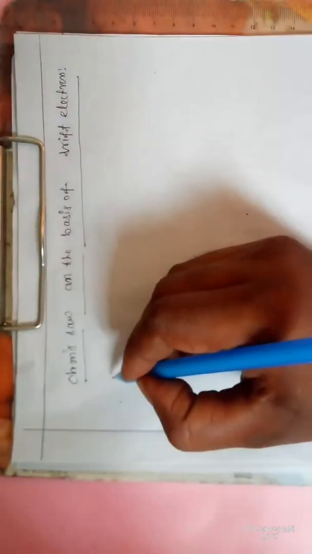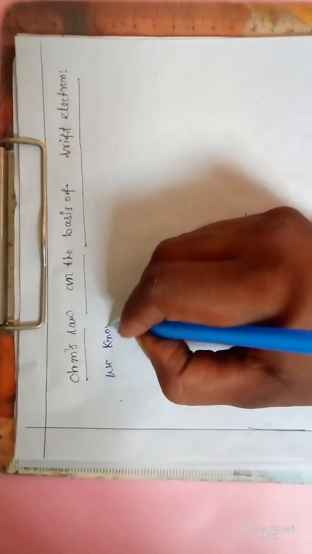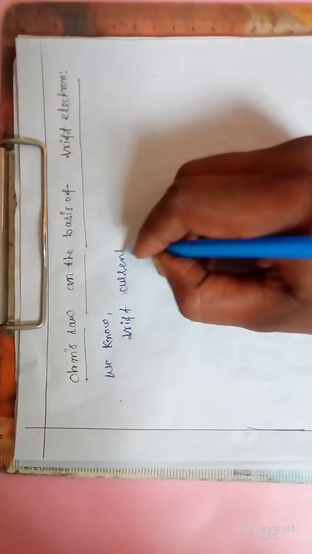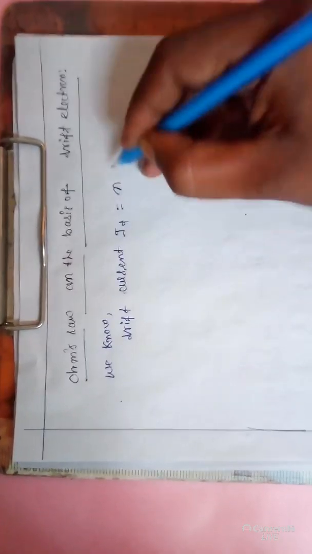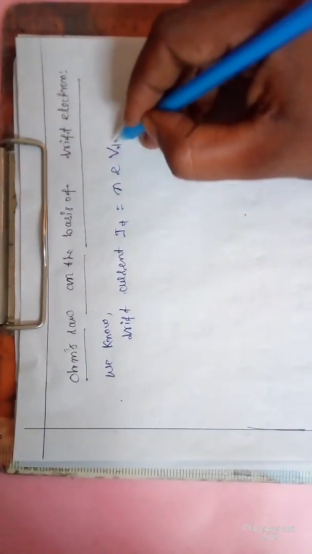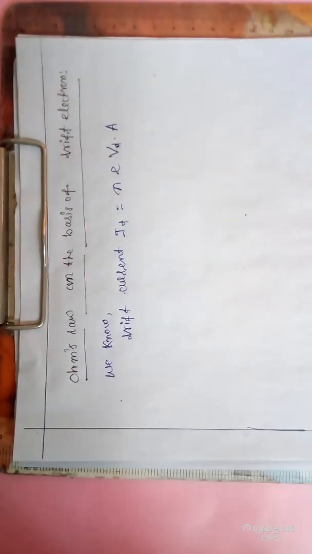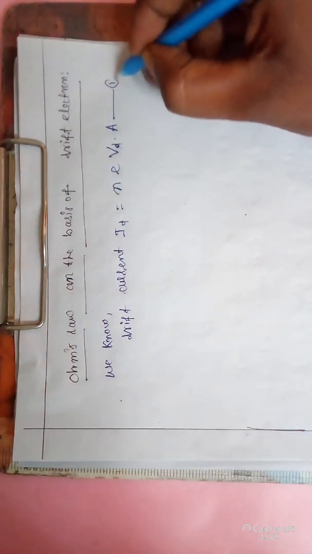Now, we already know the drift current inside a conductor. We have derived the formula I is equal to NeVdA. That formula you have to take. So the drift current ID is equal to NeVd, where Vd means drift velocity, into A, where N is the electron concentration, e is the charge of the electron, Vd is the drift velocity, and A is the area of cross section. This is equation 1 we already have.